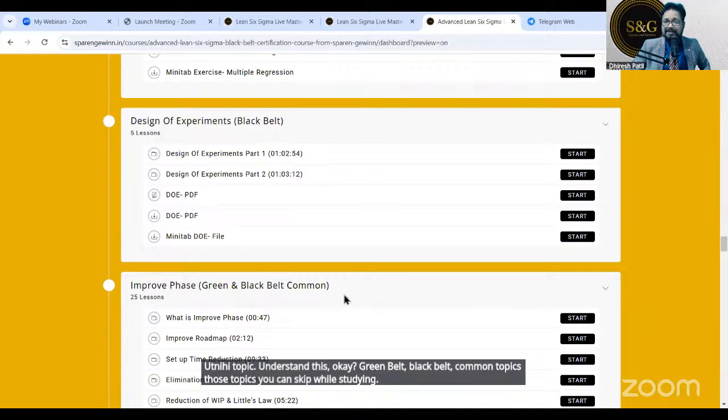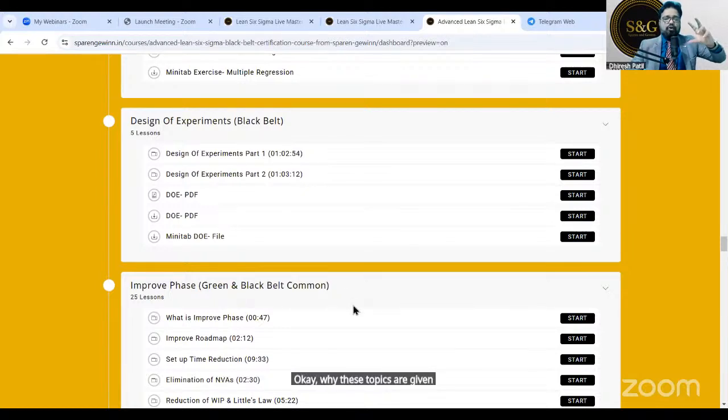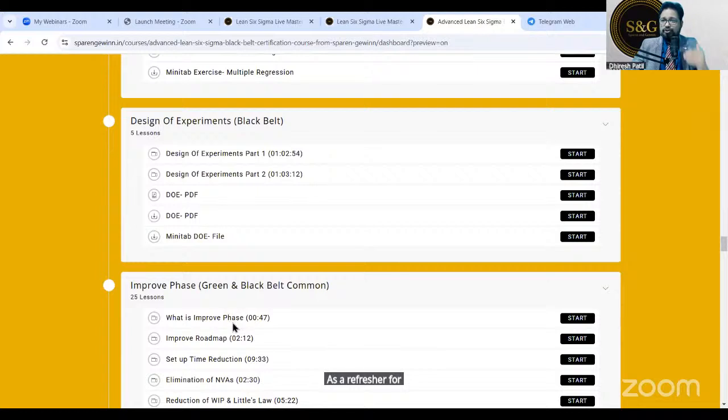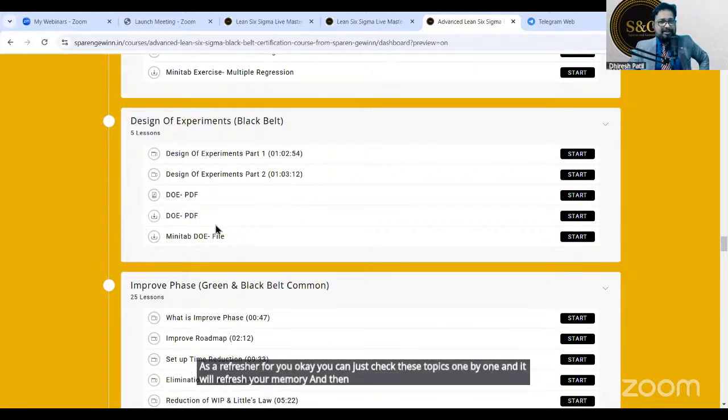Okay, why these topics are given? Now let's say you have done a green belt and there is a huge gap of, let's say, 3 months to 6 months or 1 year before you come to black belt. Then these topics are also given as a refresher for you. You can just check these topics one by one and it will refresh your memory, and then you can go for the examination. That's the idea behind it.